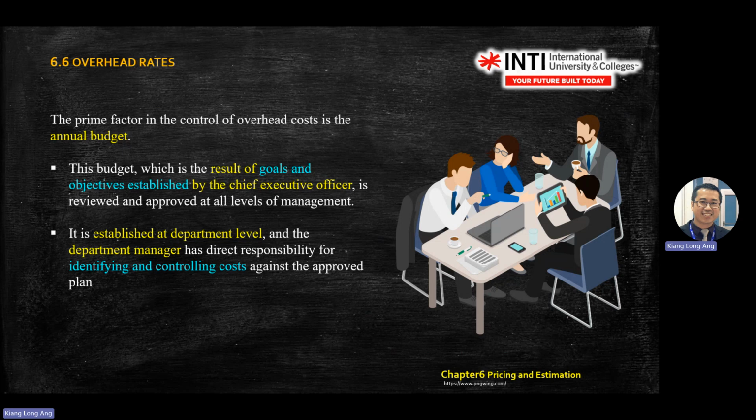Okay. So annual budget, meaning per year budget, is a prime factor in controlling the overhead cost. So these are the explanations, because your CEO will give you the goals of that year. So it will be reviewed and approved by the management. So it will be like next year's budget, how much? What is the KPI for next year? Then you come out with the budget. Okay. So is there any headcount or any extra new staff you want to hire and so on? Right?